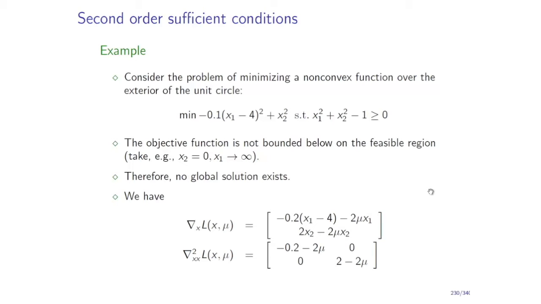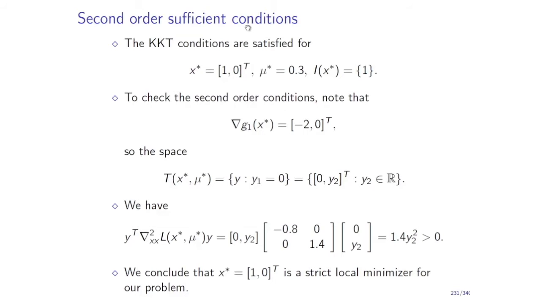We can apply the optimality conditions now. So first, we'll look at the KKT conditions. If we write down the KKT conditions, we can see that x star is given by the vector (1, 0) transposed, and mu star is 0.3. Our only constraint will be active in this case, right? So I of x star is equal to 1. That's the index of the first constraint, right?